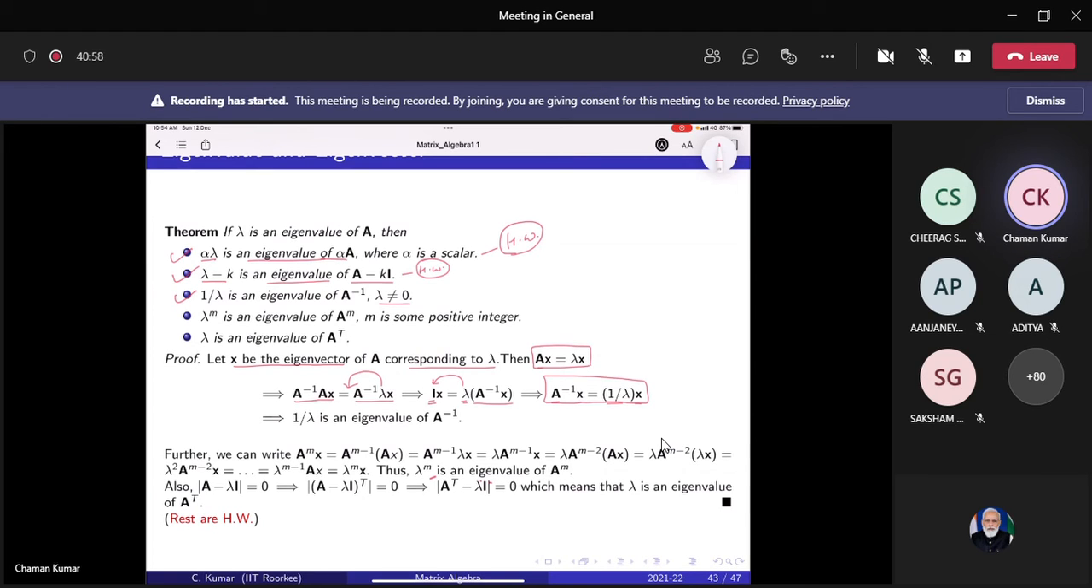So if lambda is an eigenvalue of A, then 1 over lambda will be an eigenvalue of A inverse, if A inverse exists. Fine. Now the next property.